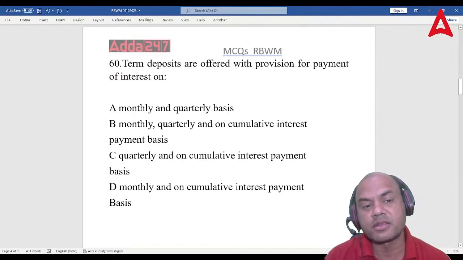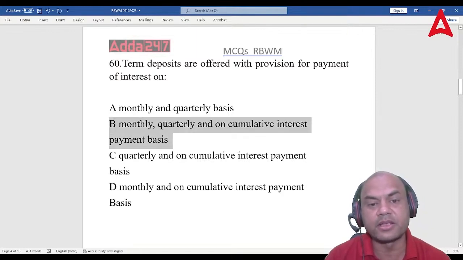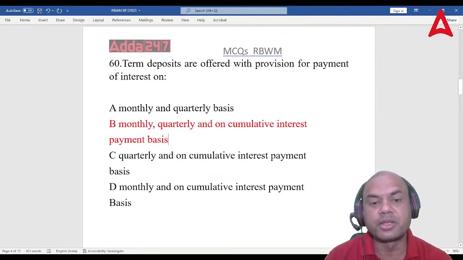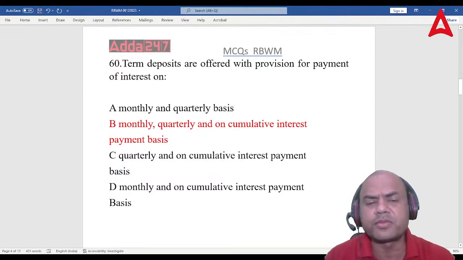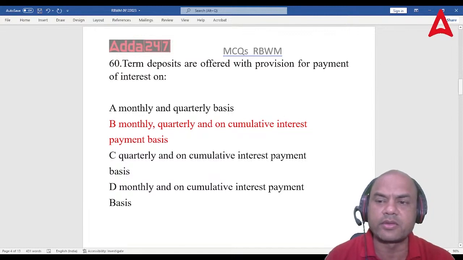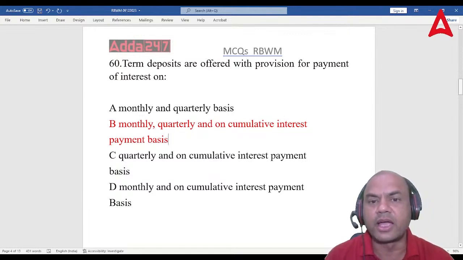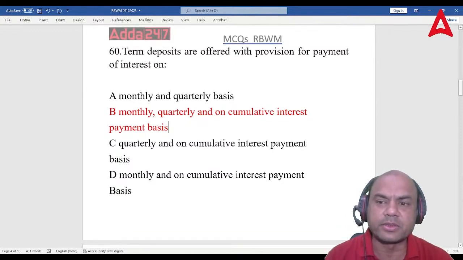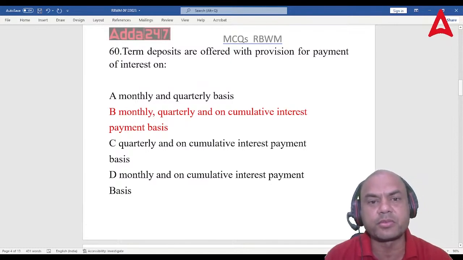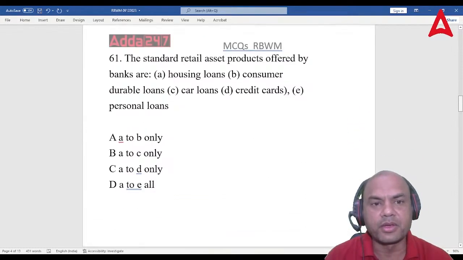Yes. The answer is B. Correct. Monthly, quarterly, and on cumulative interest payment basis. Any of them, you can give the interest. I can give it on a daily basis. Who can stop me? As far as my software supports it, I can give it on a daily basis. What's the problem?